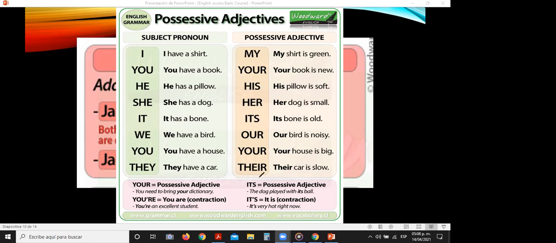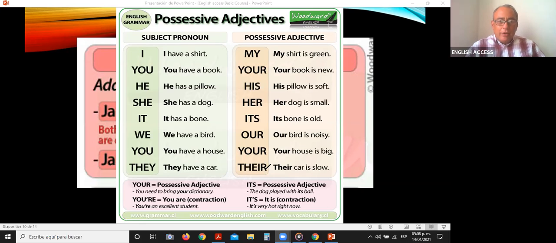And just to make it clear: your is very similar to you are, but it's not. In this case, you're is a contraction with the verb be. Your is a possessive adjective. The same case with its. Its is a possessive adjective. Look at the example, Francisco.